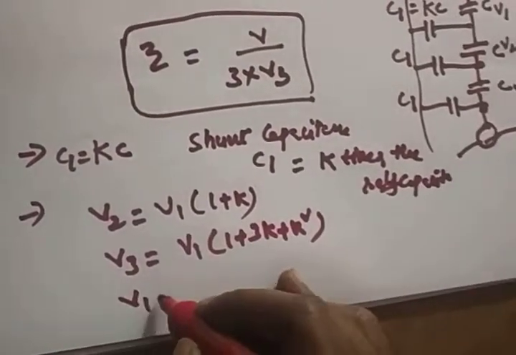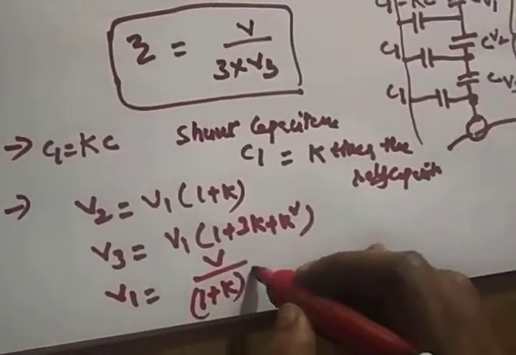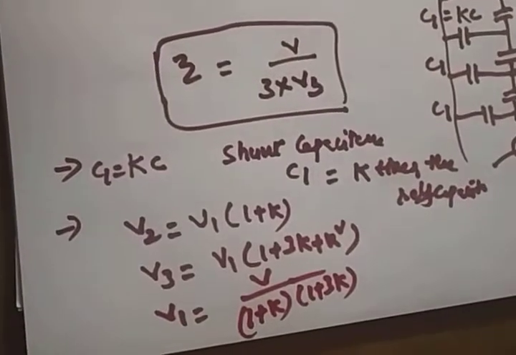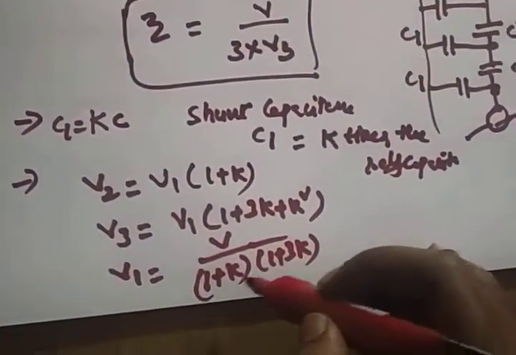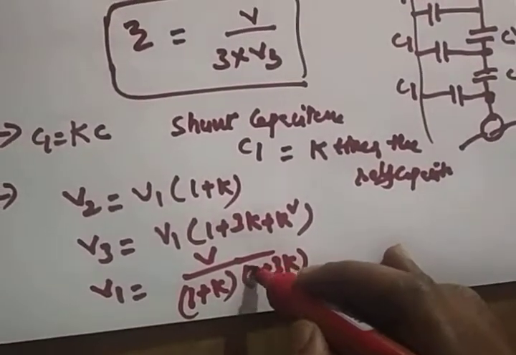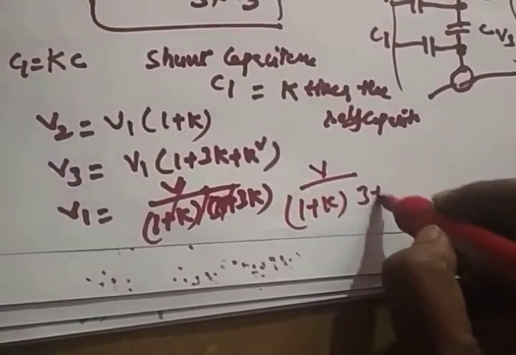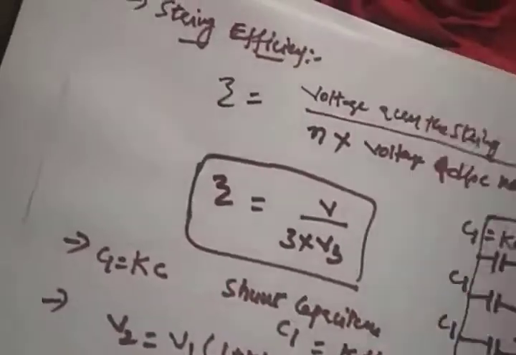From that, what is V1? V1 is equal to V divided by (1 plus K) into (1 plus 3K plus K square), which we derived in the last session. Alright, so from that you know the efficiency.